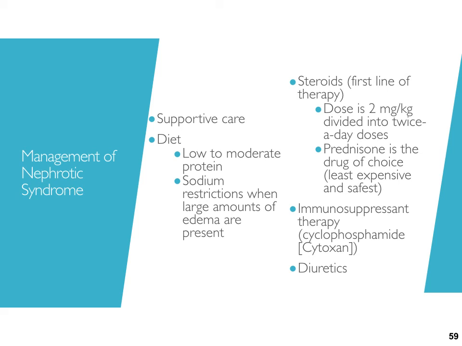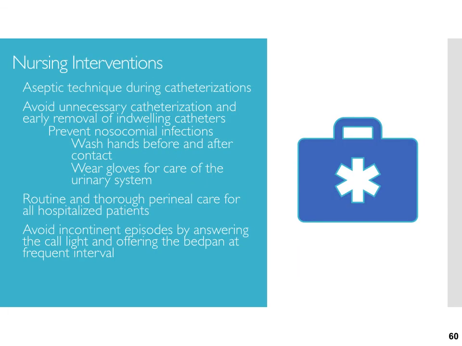Immunosuppressant therapy like cyclophosphamide can be used. Again, it acts on the immune system so that it stops attacking this area that's inflamed. And then because of all this extra fluid that this person has on board, they may be given diuretics.